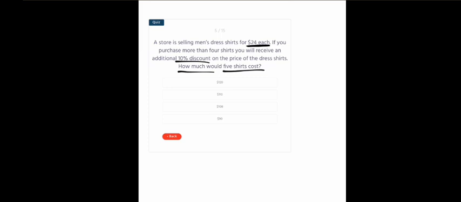Well, first things first. How much do 5 shirts cost without the discount? Because this is with a discount applied. Let's see how much it is without the discount, and then we'll apply the discount, and then we'll know what the final price is going to be. So 24 times 5, because there's $24 per shirt, and there's 5 shirts.